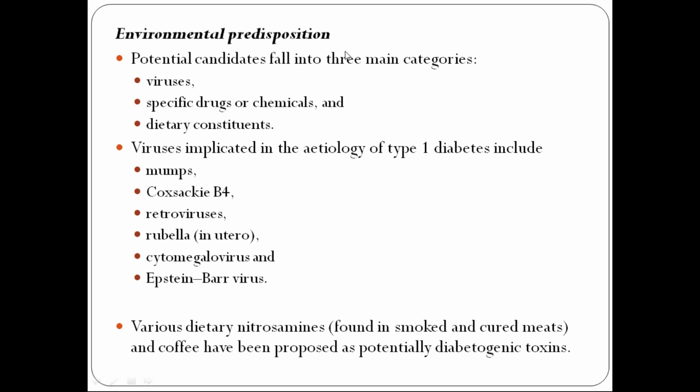And then what will be the environmental predisposition? These environmental predisposing factors fall into three categories: viruses, drugs or chemicals, and dietary constituents. So what are the viruses that are implicated in the etiology of type 1 diabetes mellitus?